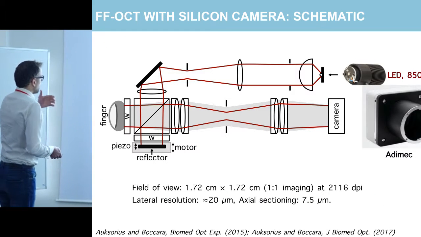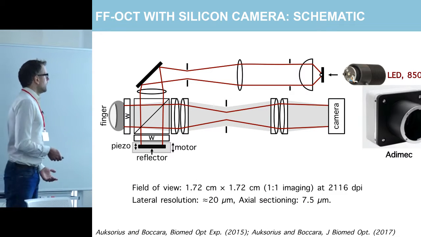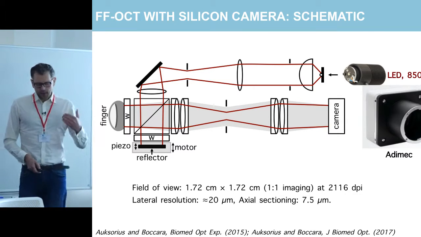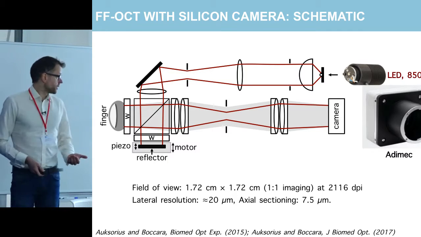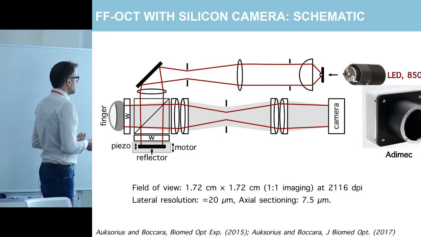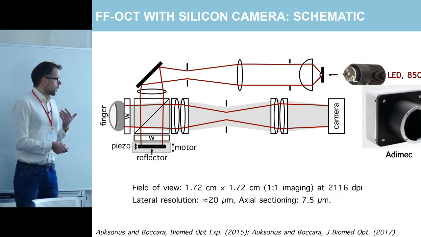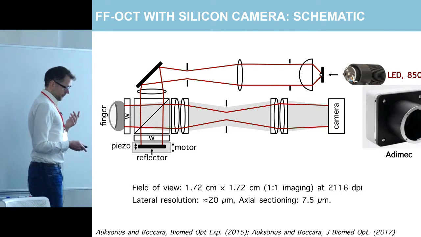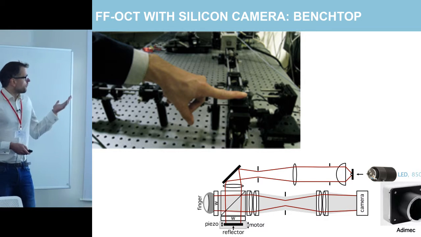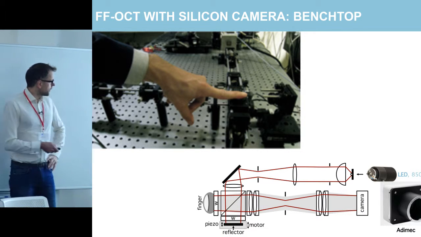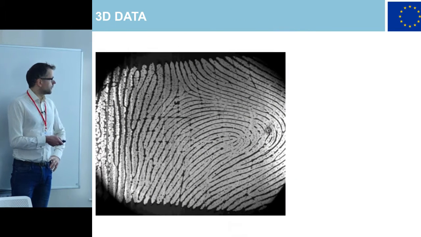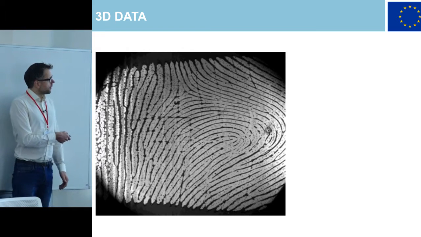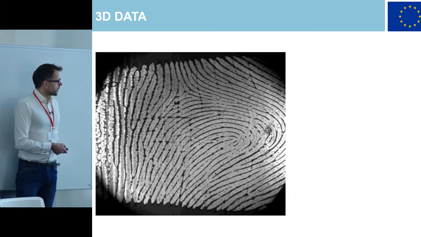So we now use a Michelson interferometer, not the Linnik interferometer, and we had a specially designed camera for these kinds of experiments, and a powerful LED. Now resolution drops to 20 micrometers or so, but we have a much larger field of view. This is a benchtop setup that I built, and these are images resolved in Z. So you start seeing sweat ducts, and then you run into the internal fingerprint at some point.